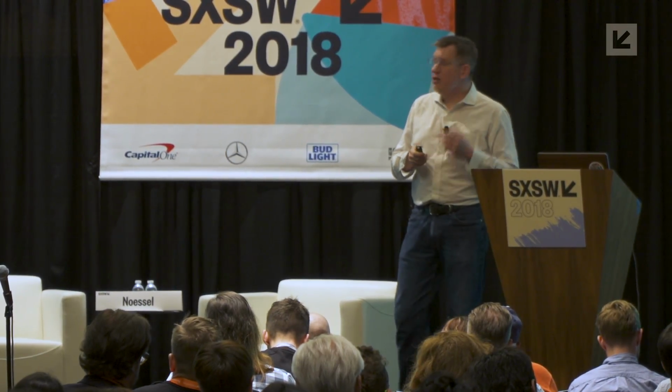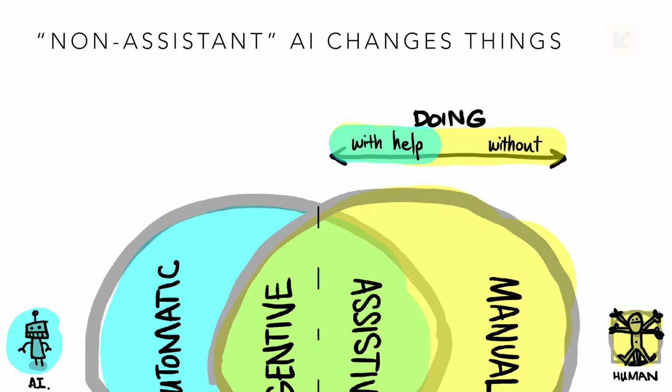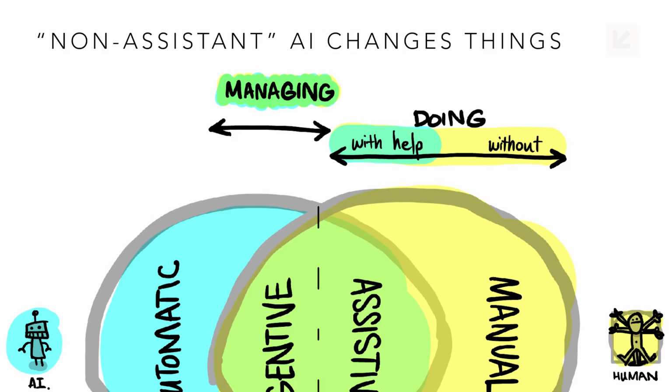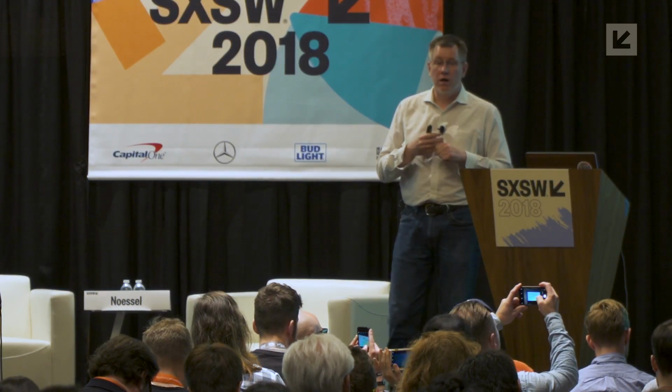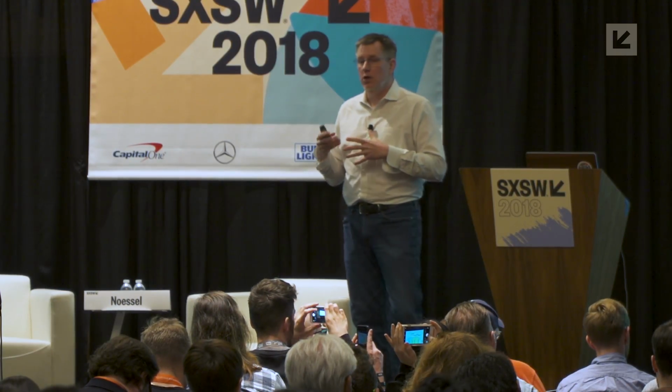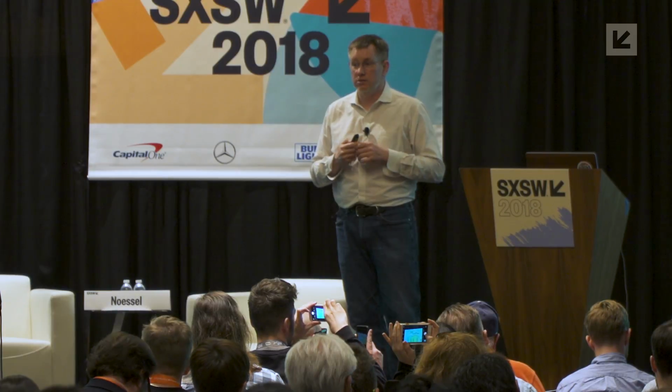But in the world with agentive technology, that's no longer the case. We're no longer doing. We're going to be managing robots and software that are doing things for us. And in that regard, we're not going to be task doers. We're going to be task managers, right? We're all going to be getting a promotion.